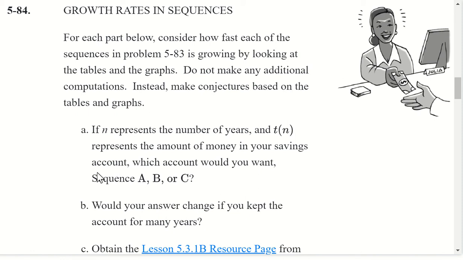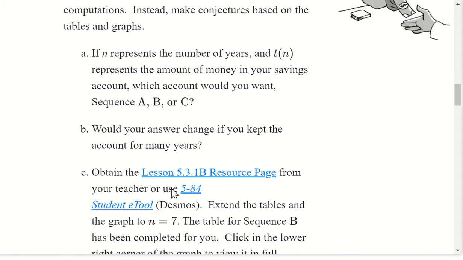84 says, for each part below, consider how fast each of the sequences in problem 83 is growing by looking at the table and the graphs. Do not make any additional computations. Instead, make conjectures based on the tables and graphs. If n represents the number of years and T of n is the amount of money in your savings account, which account would you want? Sequence A, B, or C? Would your answer change if you kept the account for many years? So maybe you extended the length of the account.